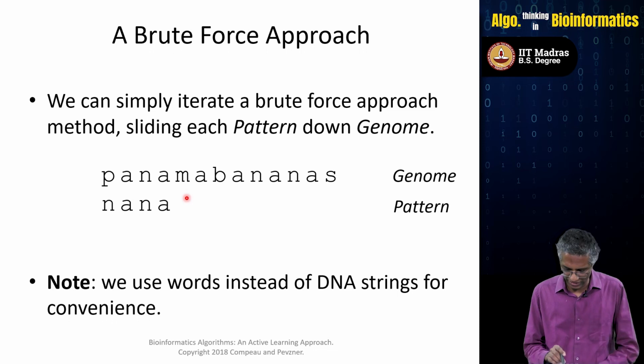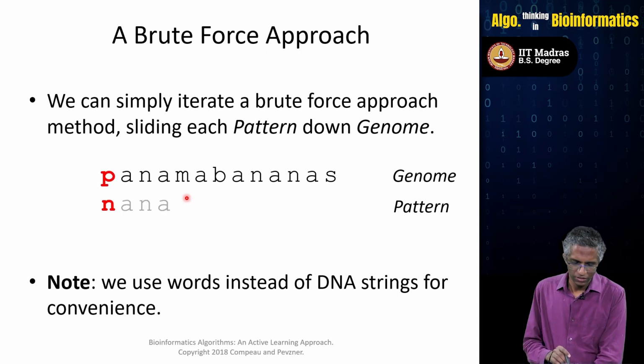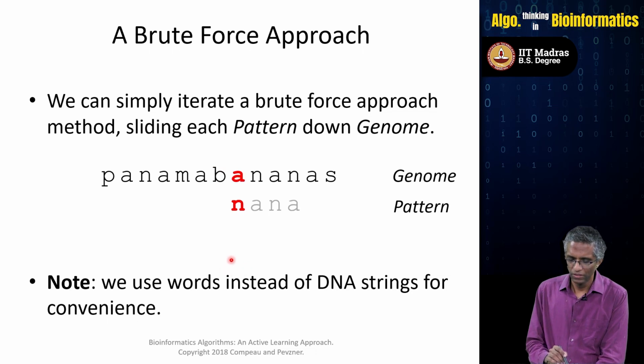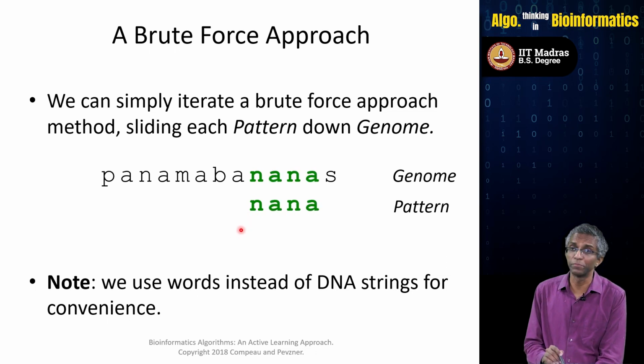So you can simply scan through this. Here it's not a match, so you just go to the next position. You compare AN, not a match. You go to the next. This is a match, this is a match, but this is not a match. So you go to the next position and you keep on going. ANN is not a match, and now you come to this position. You have N match, A match, N match, A match, right?